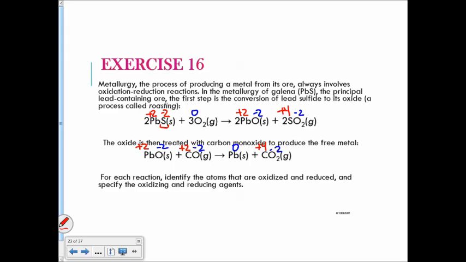So looking here, we see that the oxygen is going from 0 to -2. So that one's being what? Reduced, right? So O is being reduced. And O2 would be the oxidizing agent.